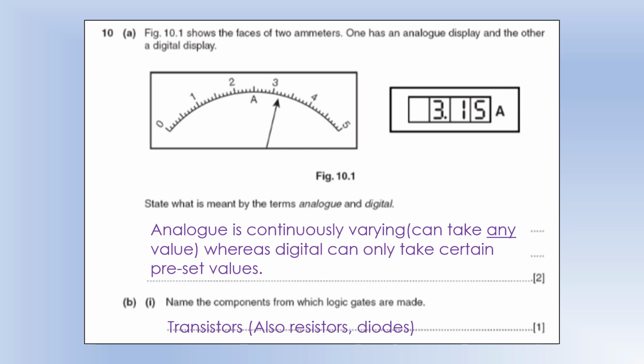Whereas a digital can only take preset values. It is not capable, for example, of taking the value of 3.145. It would have to round that up to 3.15.